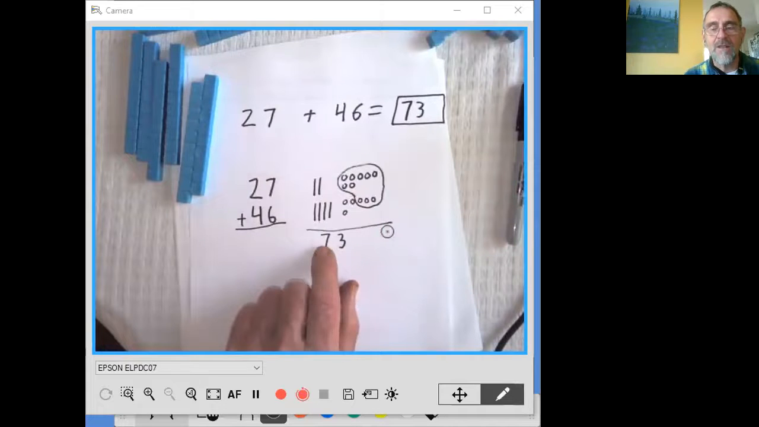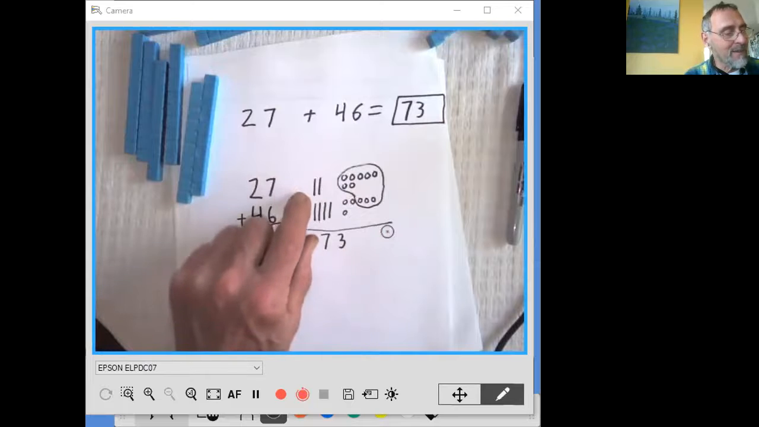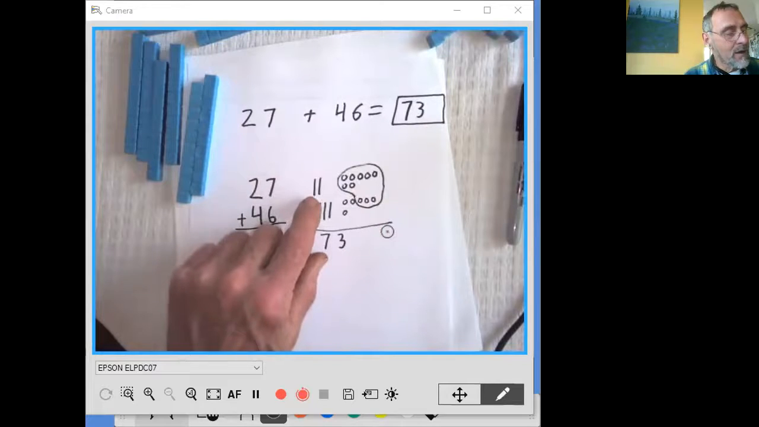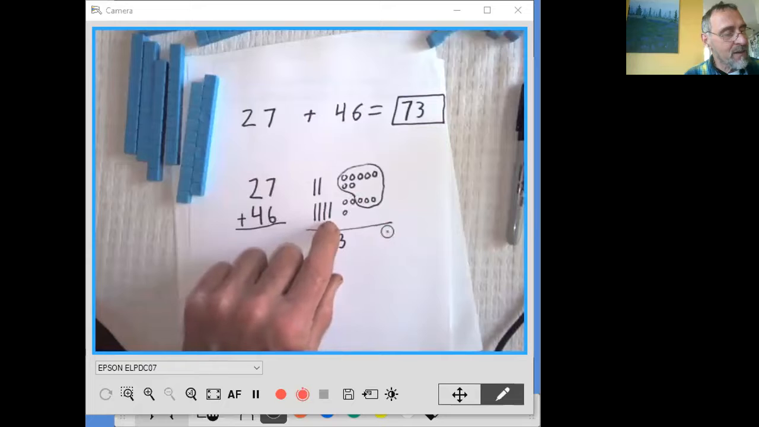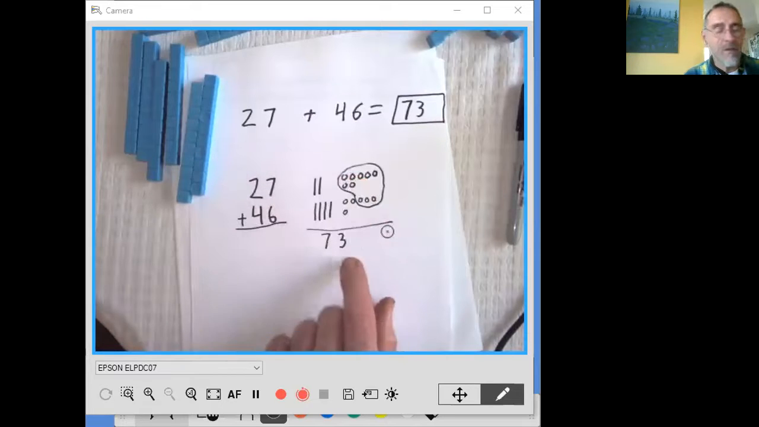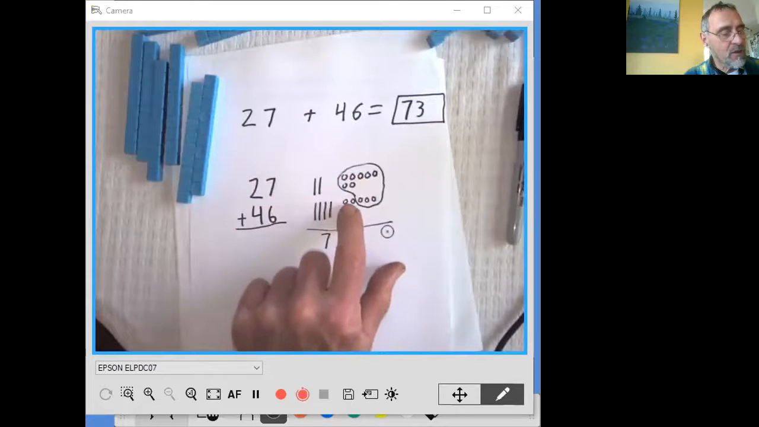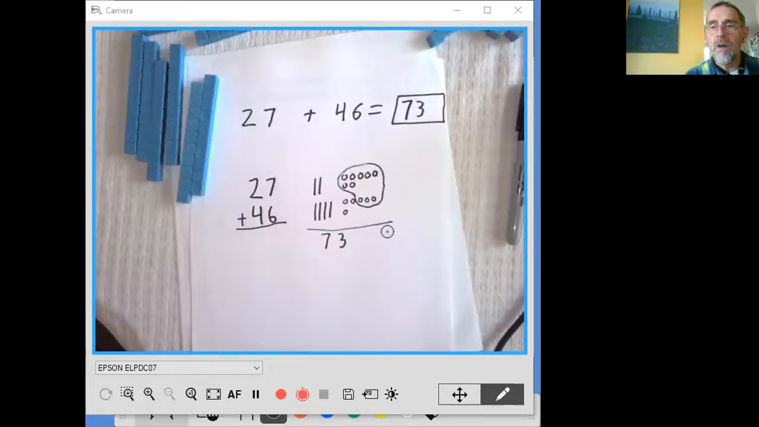And 73 is 7 10s, 3 1s, and we could count by 10s to see that. We could count 10, 20, 30, 40, 50, 60, 70, 71, 72, 73. We got our answer, 73.